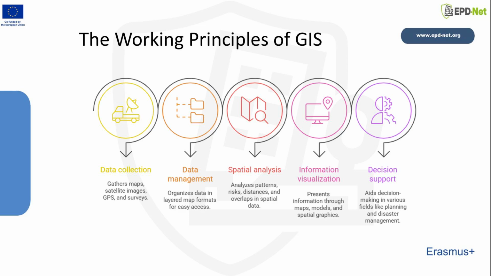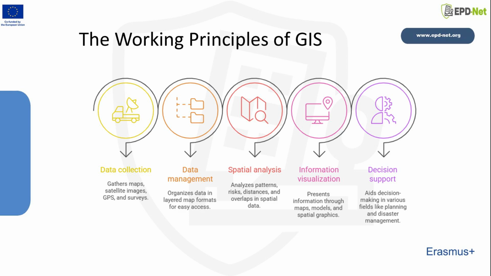GIS supports the entire spatial decision-making process by enabling the systematic handling of geographic information. It begins with the collection of spatial data from multiple sources such as satellite imagery, GPS, and field surveys, and continues with the organization and management of this data to ensure consistency and accessibility.